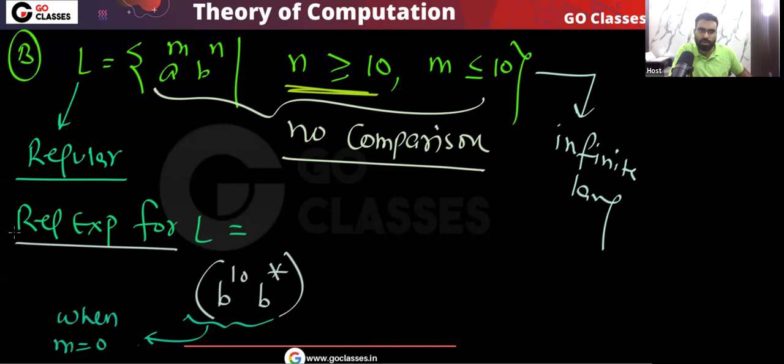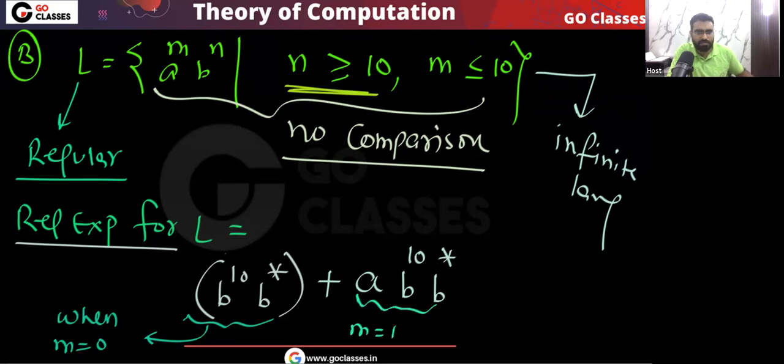Correct? When you put m equal to 0. Now, if you put m equal to 1, what will you get? That will be a, then again the same thing, b power 10, b star. Remember, this will happen if you put m equal to 1. Or if you put m equal to 2, then it will be a squared, b power 10, b star. Is this clear? So this will happen if you put m equal to 2.